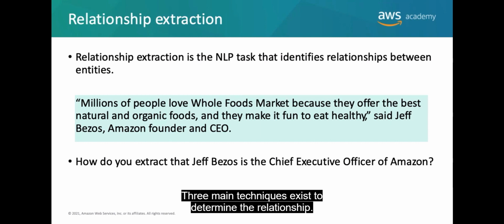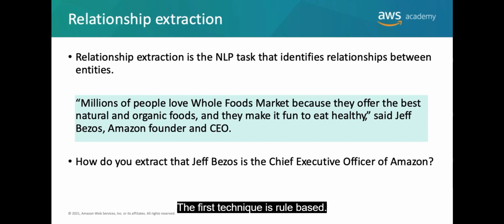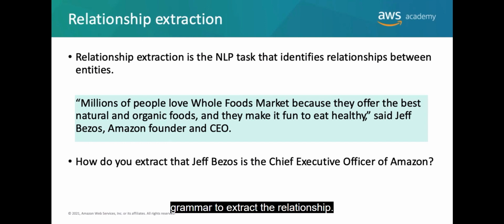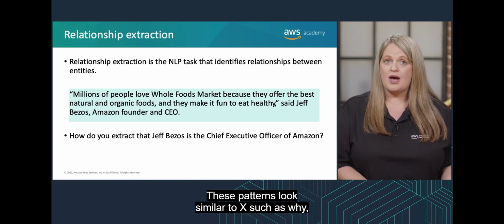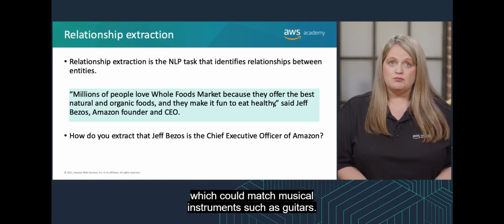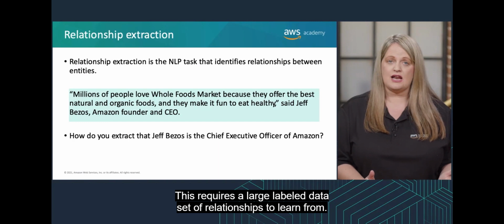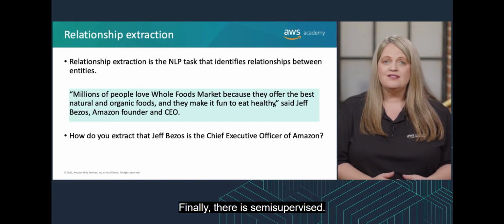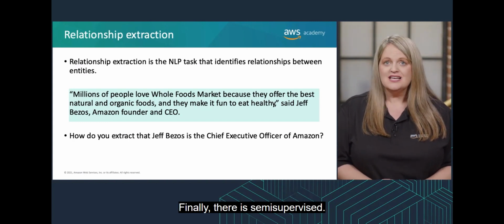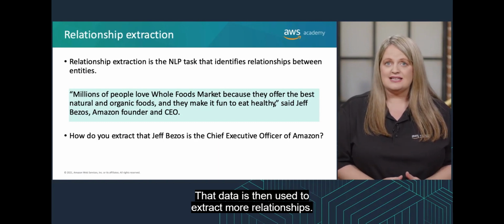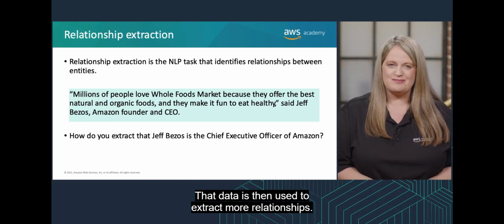Three main techniques exist to determine the relationship. The first technique is rule-based. This technique defines a set of rules for the syntax and grammar to extract the relationship. These patterns look similar to X, such as Y, which could match musical instruments, such as guitars. The second is supervised. This requires a large labeled data set of relationships to learn from. Finally, there is semi-supervised. This technique uses a few labeled examples to seed the data. That data is then used to extract more relationships.